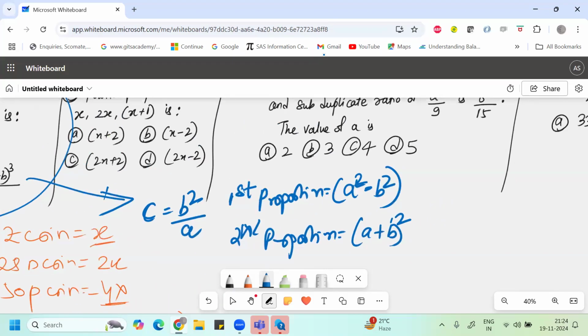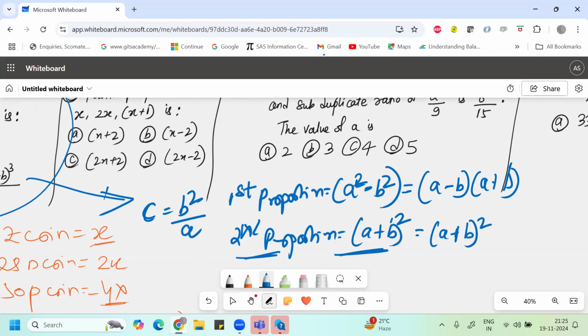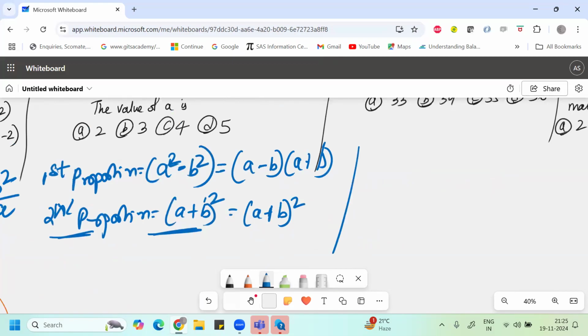Now this is your first proportion. Now I can write this A square minus B square as A minus B into A plus B. And then this second proportion is actually also called the mean proportion. This is equal to A plus B whole square. So what is your third proportion? The third proportion formula is B square by A.